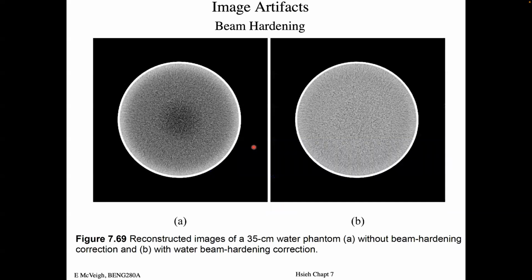An example is if we image just a cylinder of water, and so this is X and Y, and Z is into the page, and we don't do any compensation for beam hardening, then the image looks like this. And so the question is, why does it look like this?